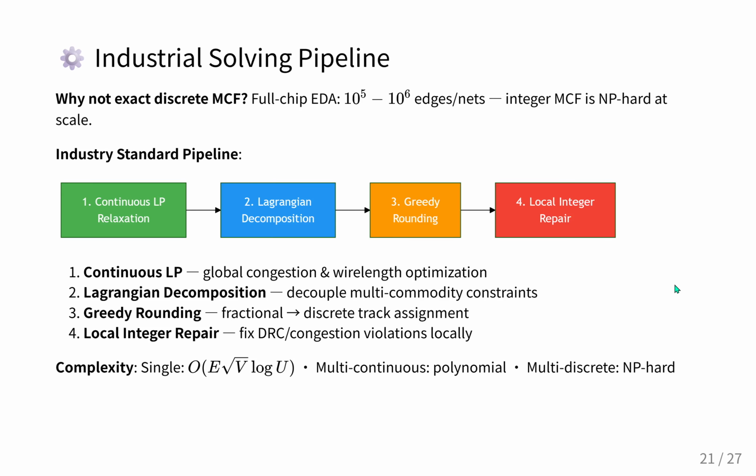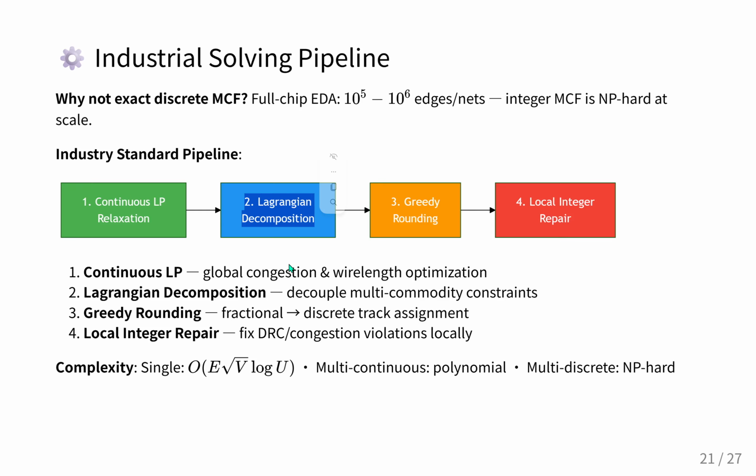Okay, so step 1 is the continuous LP. They run the fast fractional math over the entire chip to optimize global congestion and wire length, right? Right. This gives them a macro level blueprint, even though it's physically impossible because it uses fractional wires. Then moving to step 2, they apply Lagrangian decomposition. Yeah, when you have multiple physical constraints fighting over the exact same wire, say a timing constraint and a spacing constraint, they create mathematical gridlock.